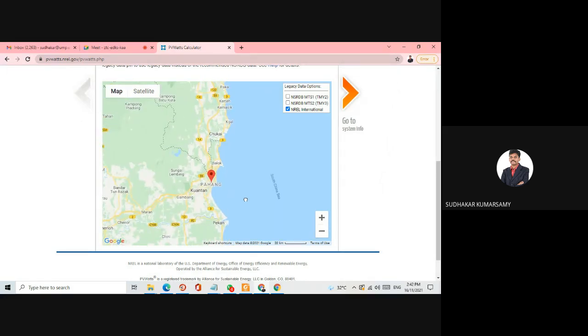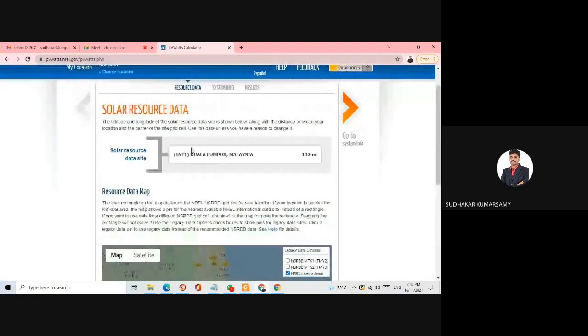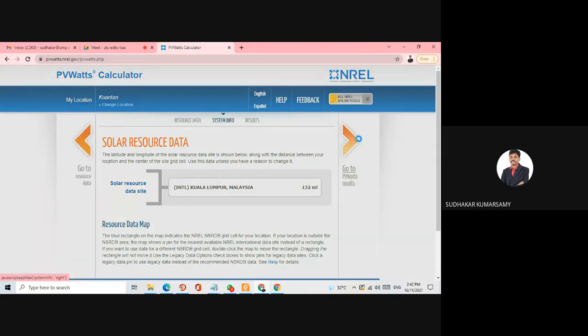It's still reasonably acceptable because of similar weather conditions, but if it is a different kind of weather and climate, I think this may not be reasonable. But it's always good to have the exact climate data of this location. So for this simulation, the system is taking the Kuala Lumpur database. Then I go to the next step, where I will provide the system information.